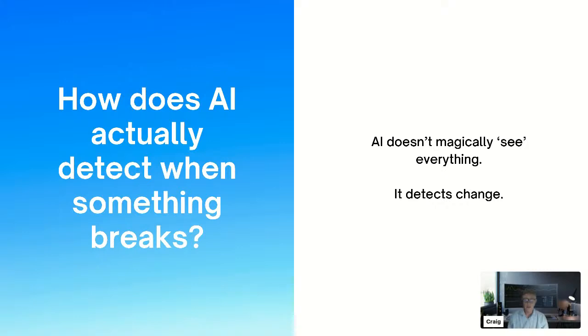The second question that came up is, how does AI actually detect when something breaks? AI doesn't magically see everything. It will detect change for you. Here is how it works. You give your AI tool of choice your data in terms of what your conversions are, and depending upon your traffic and the funnel you're running, it might be daily numbers, hourly numbers, or weekly numbers. So you give your AI your normal set of data points.